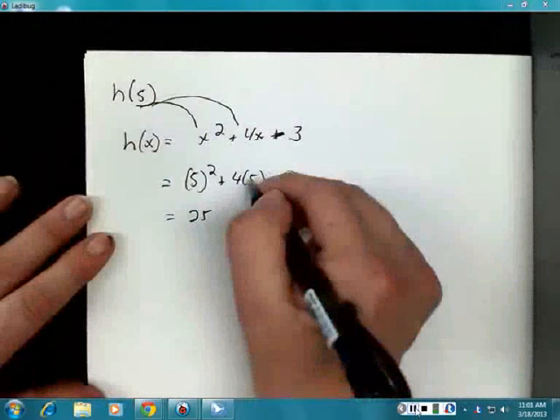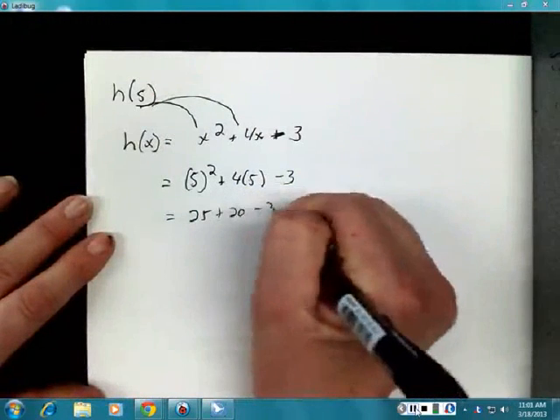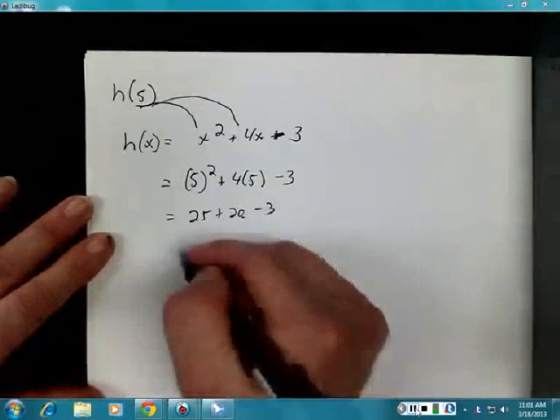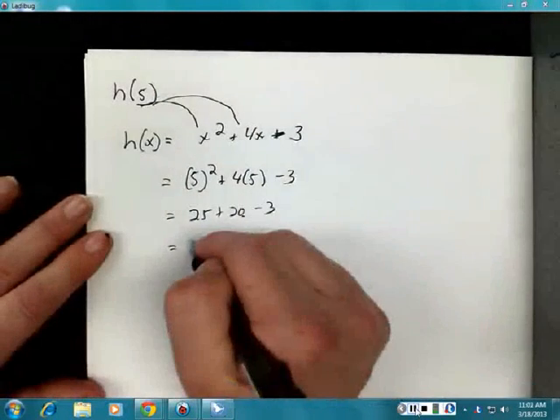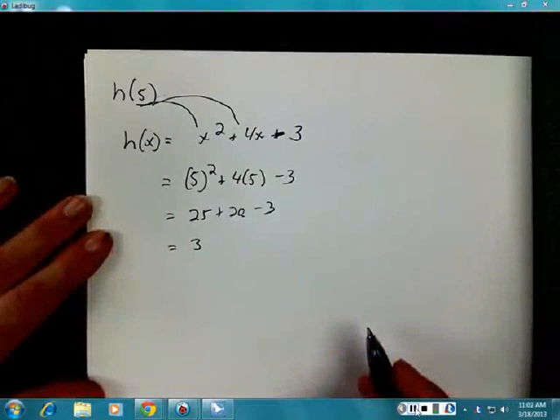So what's 5 squared? 25. 4 times 5 is 20. So 25 plus 20 minus 3. My value would end up being 38.